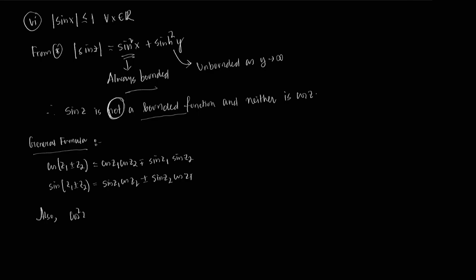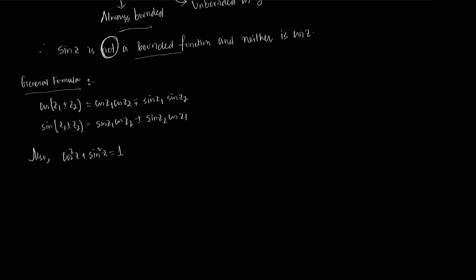Cosine square z plus sine square z is always going to be 1. Yeah, you can check this. This is very simple. So you see, although they are not bounded, they satisfy that formula. So it's a weird situation, right? Some properties are very nicely followed. Some properties are extremely wild. Okay. So that is more or less sine and cosine.